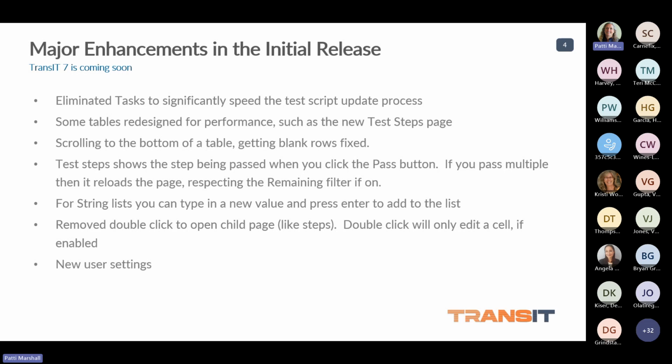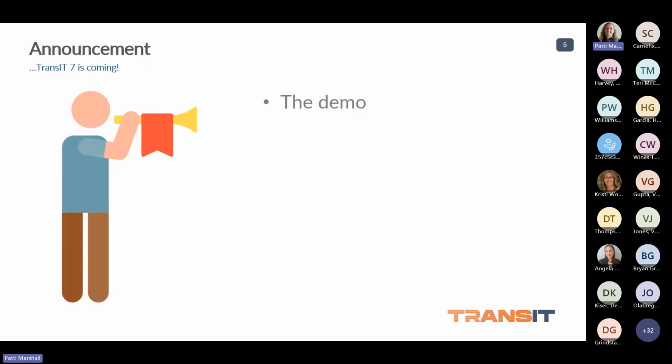The use of double click all over the place before, and not consistently, is no longer there. Now double clicking will only open a cell for edit, and it's consistent across the page. User settings are completely different now too, and I'll show that in a minute. So now switching over to TransIT.